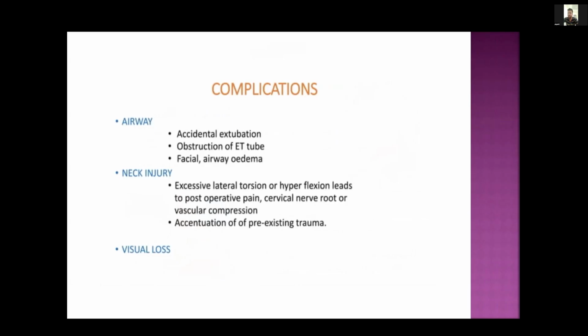Various complications that can occur in prone position are accidental extubation, obstruction of the endotracheal tube, and facial or airway edema. In the neck region, extensive lateral torsion or hyperflexion can cause postoperative pain, cervical nerve root, or vascular compression. And visual loss can occur if there is any trauma to the ocular region.